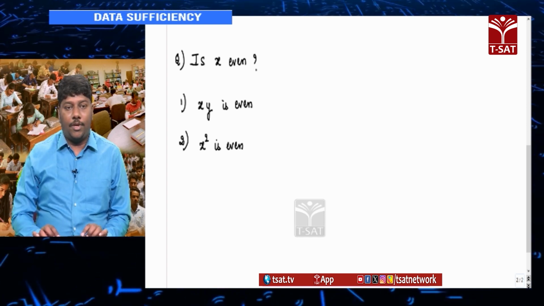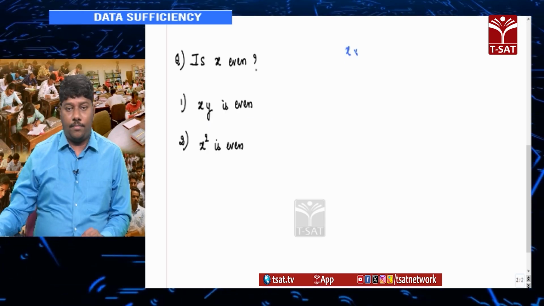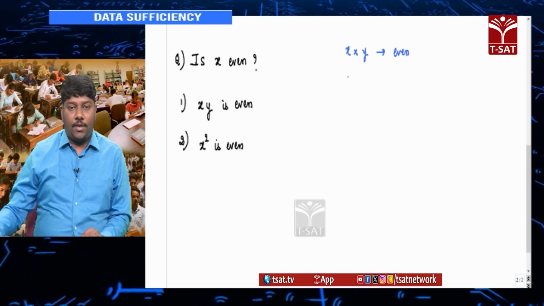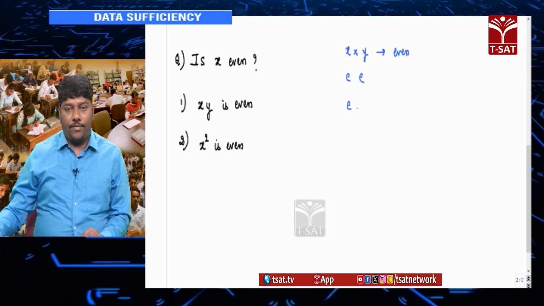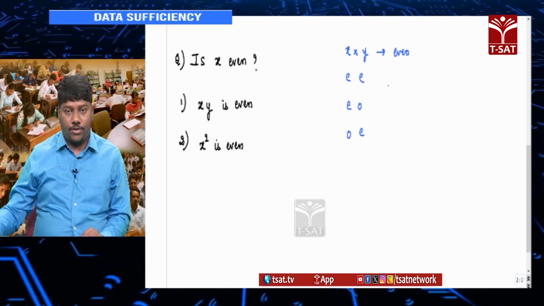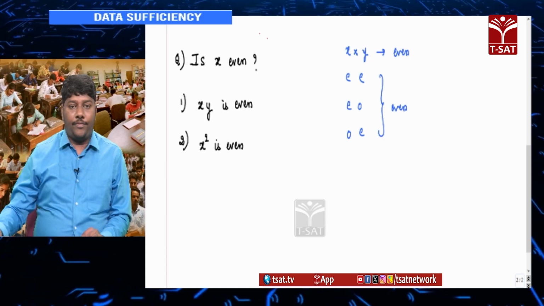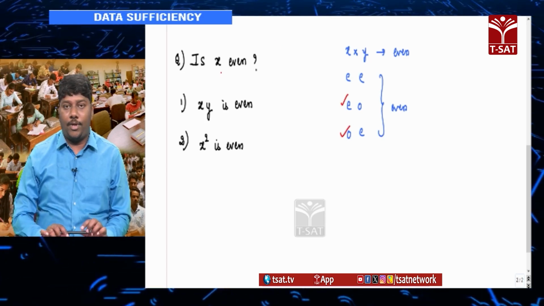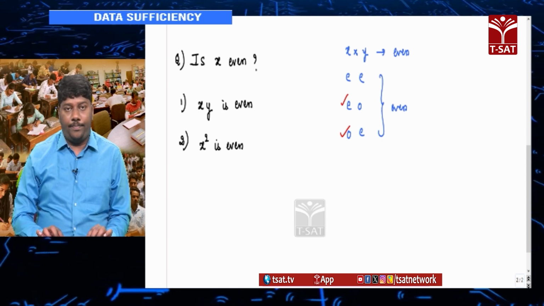If you look at statement 1, x into y is even. Now see, x into y is even. How many possible cases are there for this? x even, y even, then also the product is even. x even, y odd. x odd, y even. Then also the product is even only. So here x can be even, x can be odd. Can I say by using statement 1 alone? No, you can't say by using statement 1.